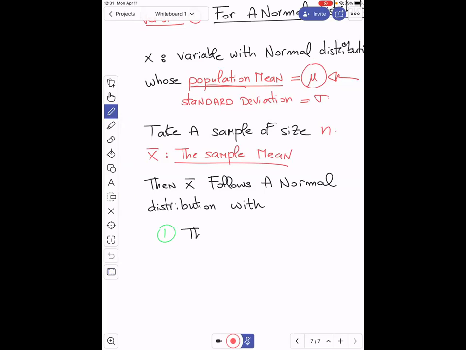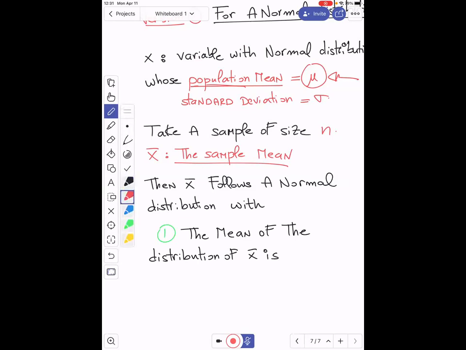The mean of the distribution of X bar is actually the same as the mean or the population mean of X, equal to mu. Okay. So the mean of the distribution of X bar is the same as the mean of the distribution of X. It's the same mean of X.